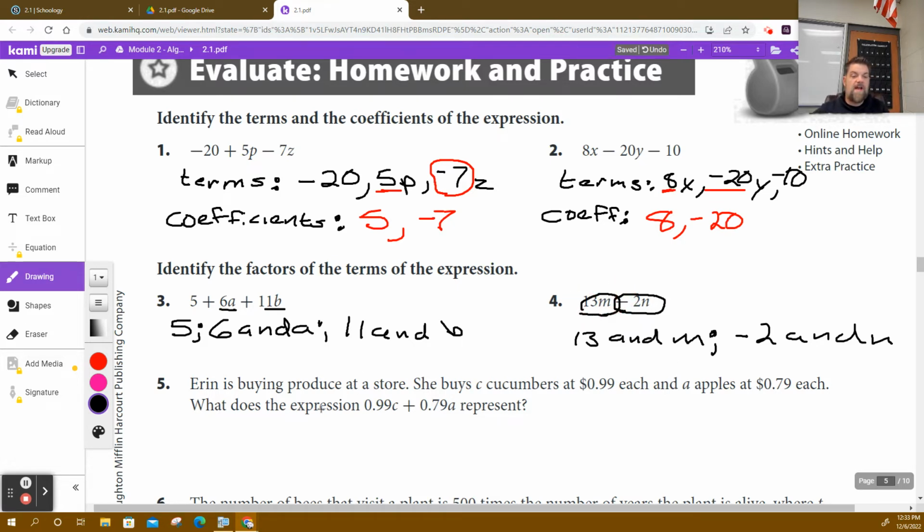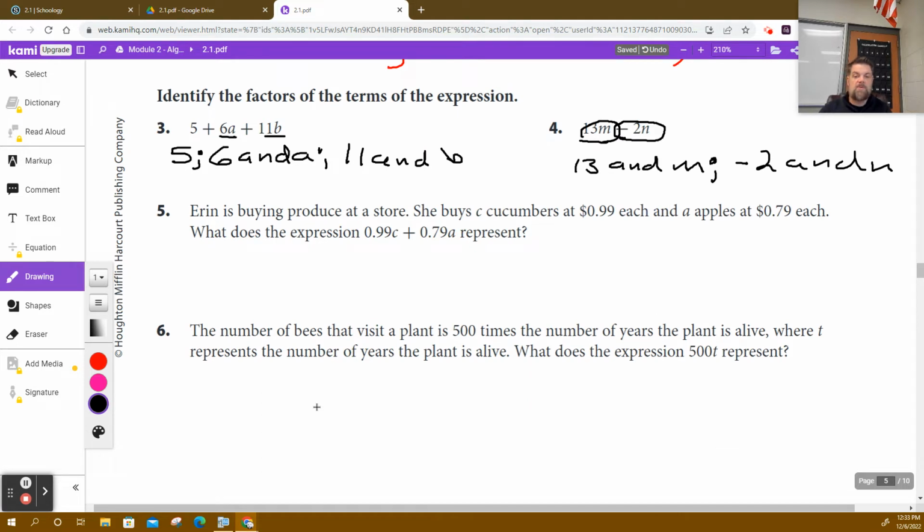All right. Number 5 says Erin is buying produce at the store. She buys C cucumbers. Uh-oh. See how that works? She buys C cucumbers at 99 cents each. I would think that it's probably going to be 99 times C, but we'll see. And then she buys 8 apples at 79 cents each. How would I write that? We don't know if we add them up yet, but I bet you that expression is 0.79 times A for apples.